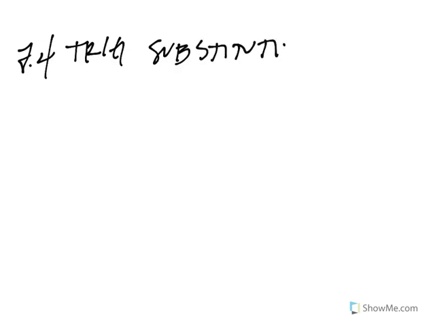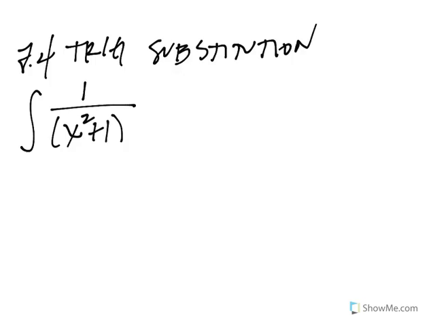Today we're going to do 7.4. This is Trig Substitution. Again, it's just another method of integrating that will allow us to integrate integrals that we've been unable to do prior.